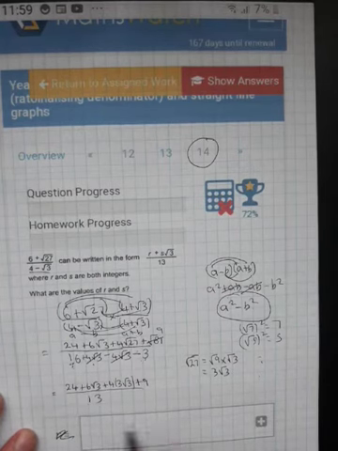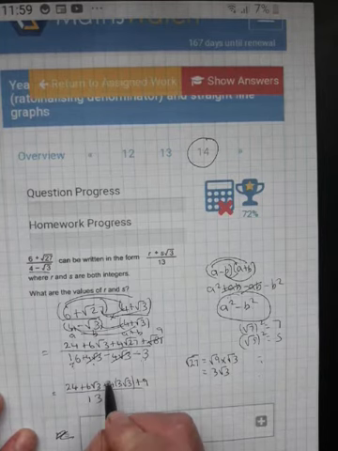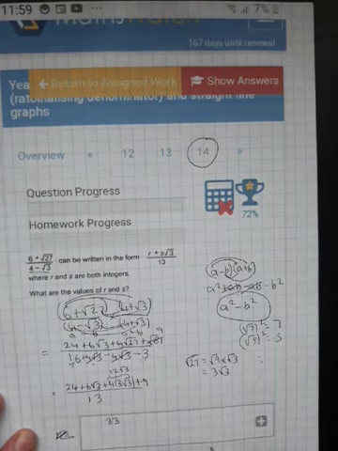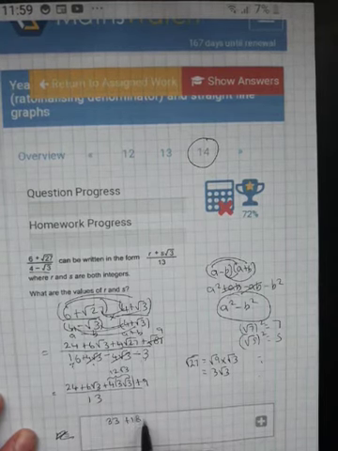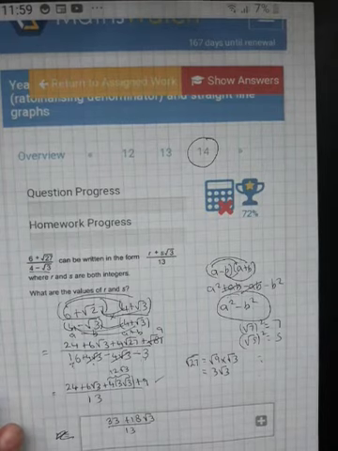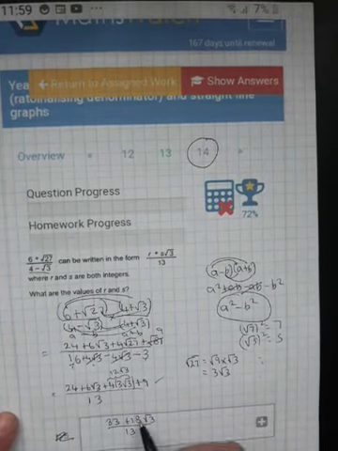So 24 plus 9 is 33. 6 root 3 plus 4 times 3, which is 12, so that bit would become 12 root 3. 6 root 3 plus 12 root 3 is 18 root 3. Just checking I haven't got anything wrong there. Okay, dealt with everything, good. Over 13. There it is. It cannot be simplified any further because there are no common factors between the denominator and the numerator.